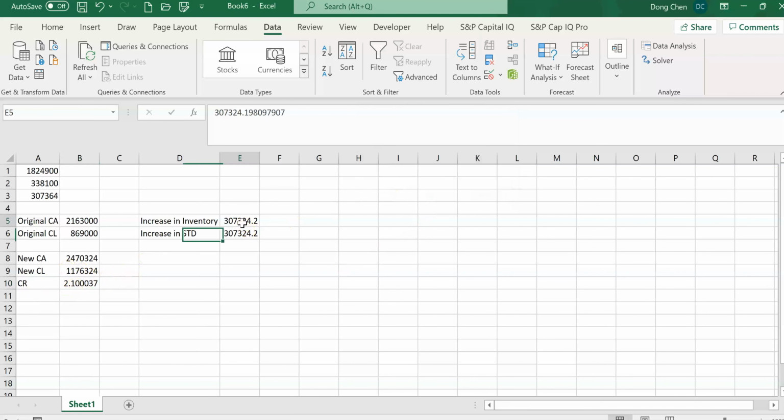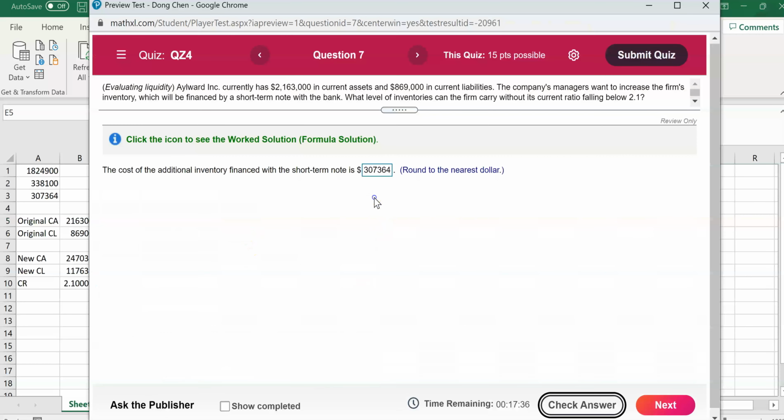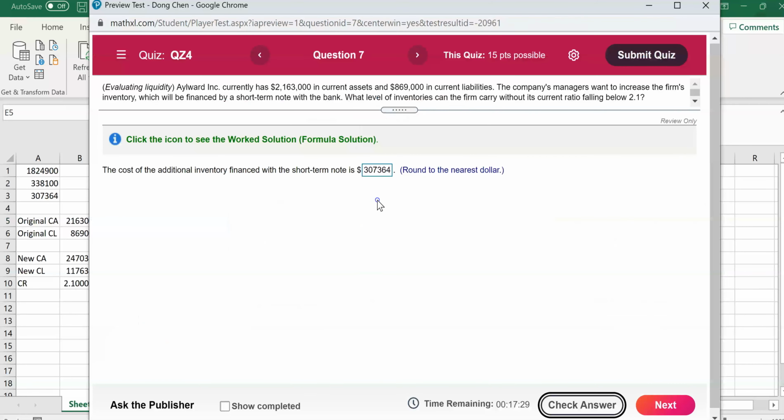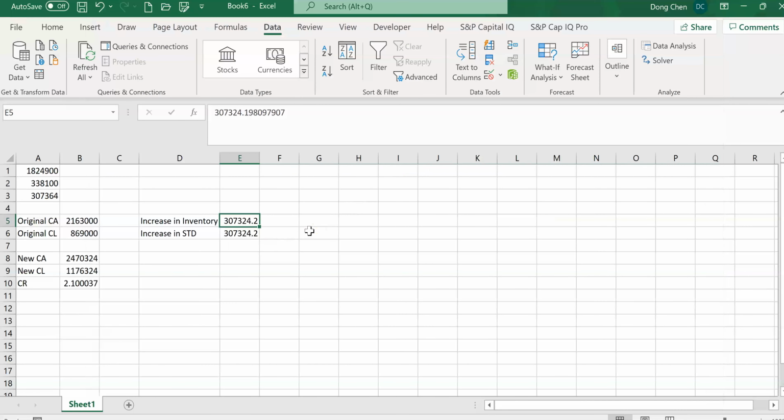So that's the final answer here. Let's compare it. Again, I want to round to zero decimal places, to the nearest dollar. But you can compare this number with the answer we just got: 307,364, 324. Actually, the numbers differ slightly.